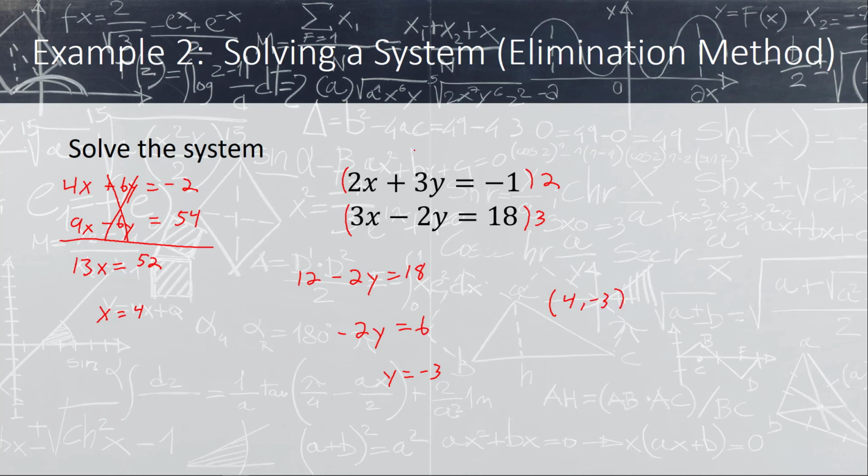So our solution will be the point 4, minus 3. Now does that work? Well, let's go ahead and find out. 4 times 2 is 8, plus 3 times minus 3, that's negative 9, and 8 minus 9 is indeed minus 1, so it does indeed check out.